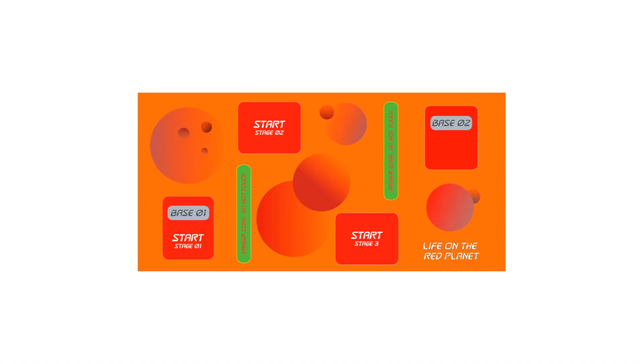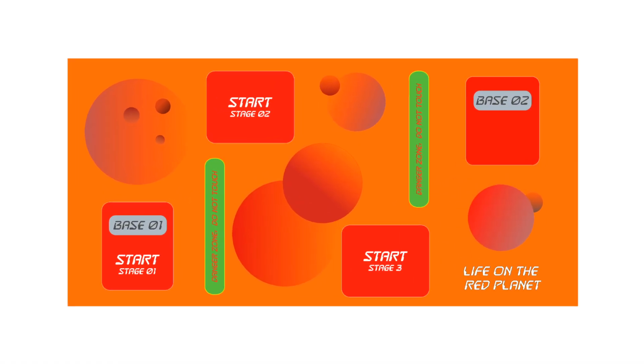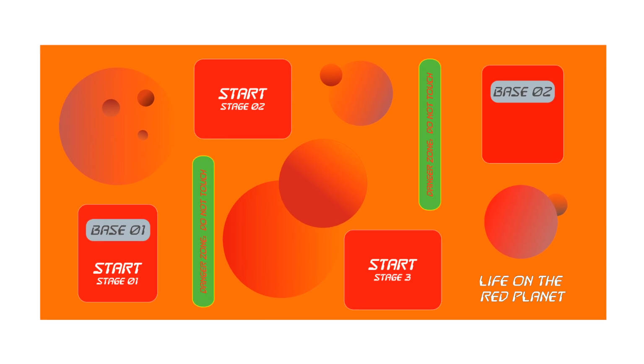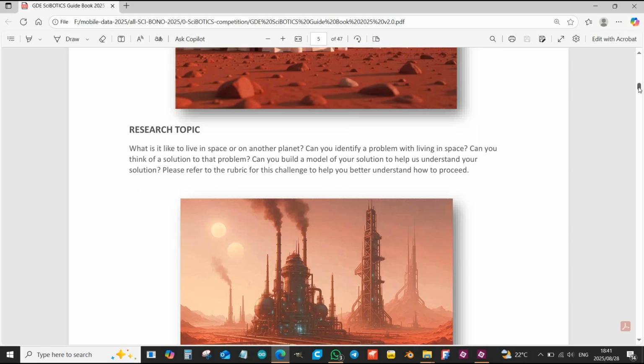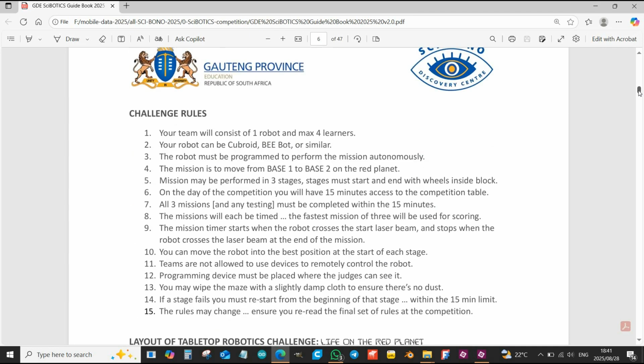On the screen now, what you'll see is an image of the practice mat. The practice mat is the same as the competition mat that you will put your robot onto on the day of the competition at SciBOTICS Discovery Center. The challenge rules for Life on the Red Planet are as follows.